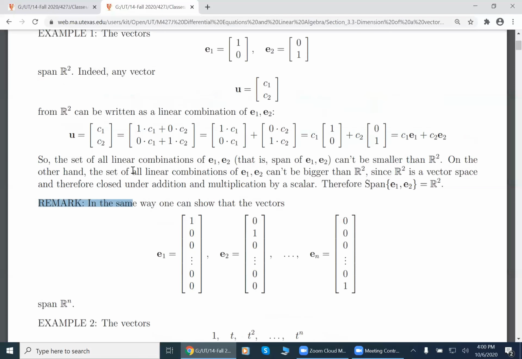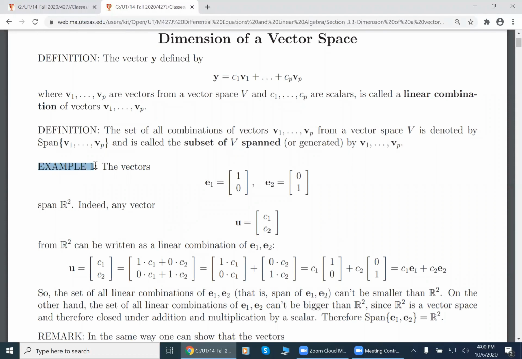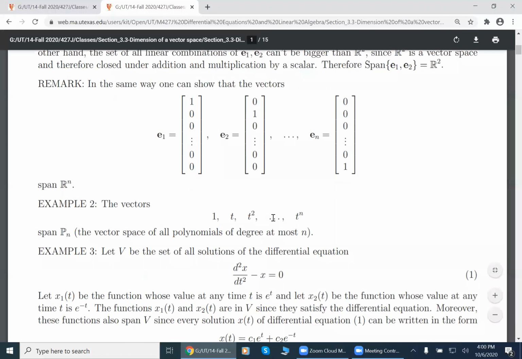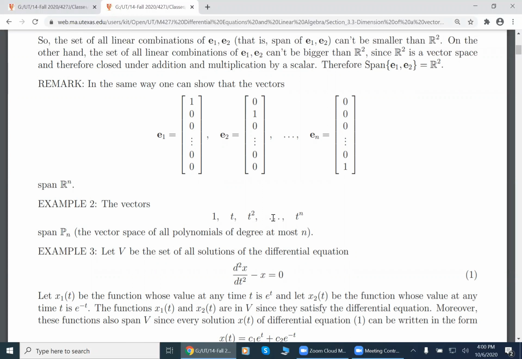So this is a generalization of example 1. Next example. Let us consider the following monomials: 1, t, t squared, and so on, t to nth power. We can think about these monomials as vectors, because these monomials are elements of the vector space Pn, the vector space of all polynomials of degree at most n. Now, here we claim that these vectors span Pn.